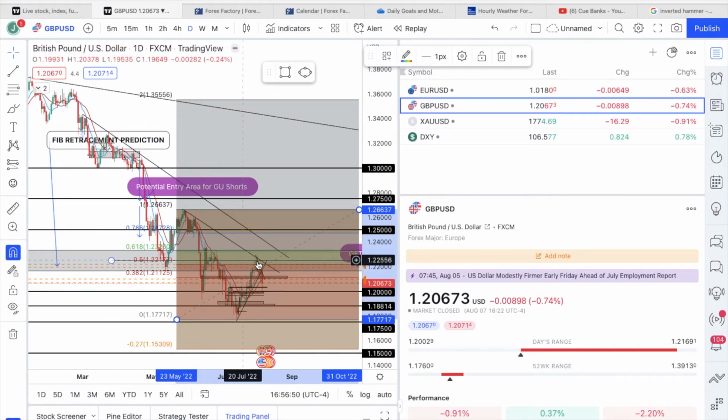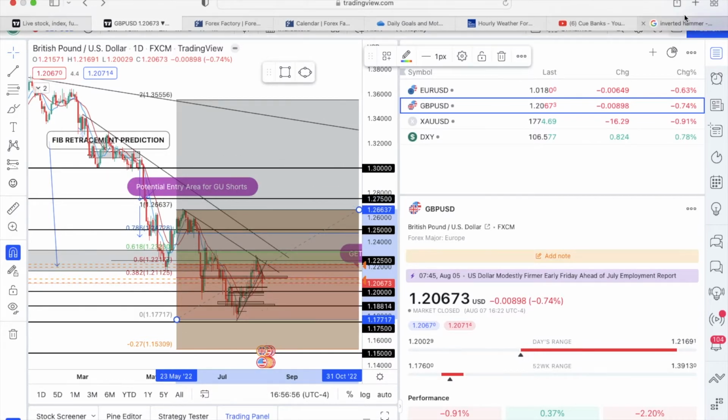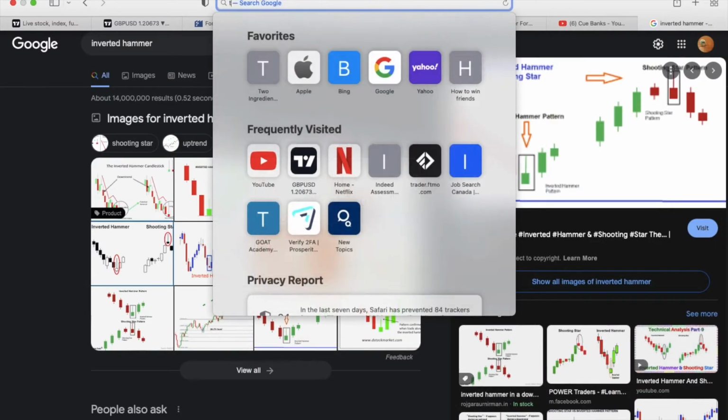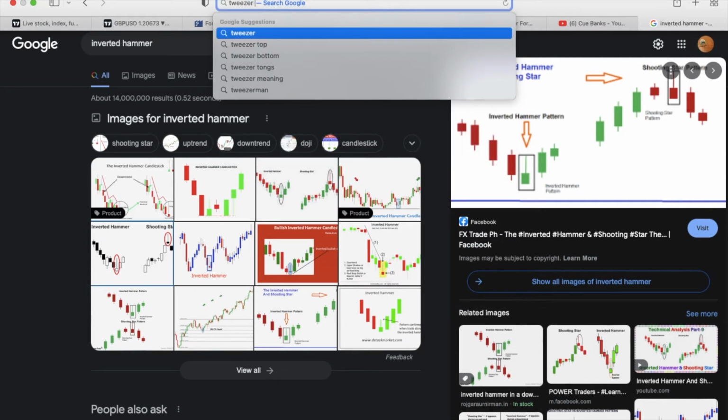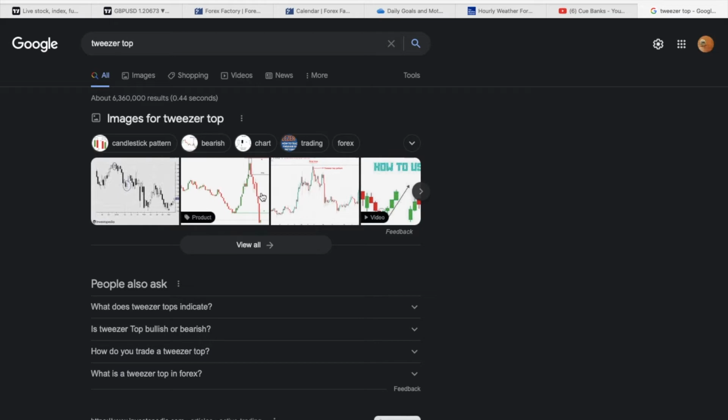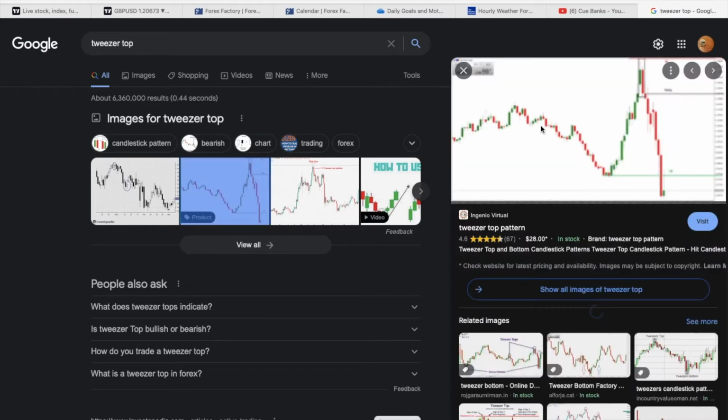See, boom, a tweezer top is there. What is a tweezer top? Let's go look at this right quick. A tweezer top. Whenever we see patterns, the market really does them. I'll have to show you guys more candlestick patterns in the future, but for now let's focus on this tweezer top pattern.